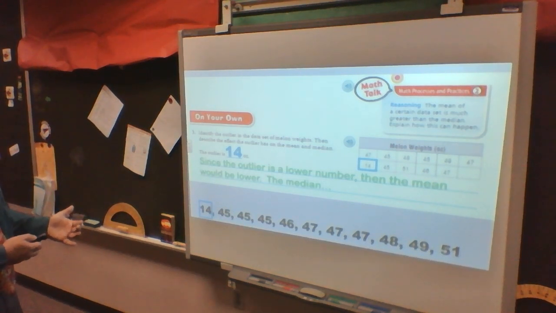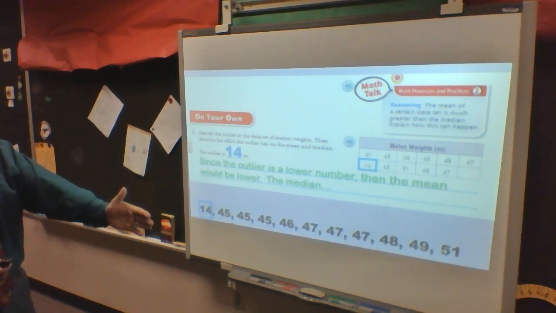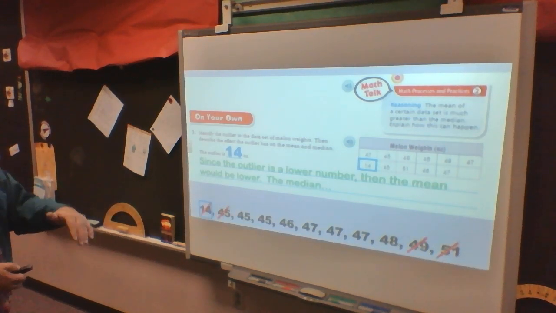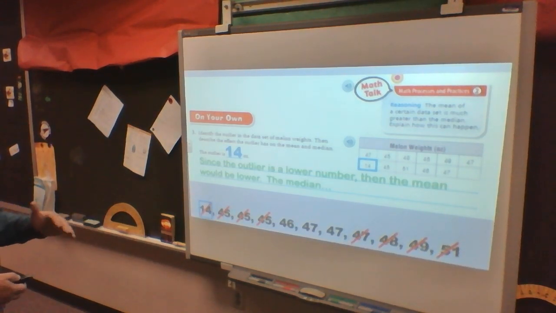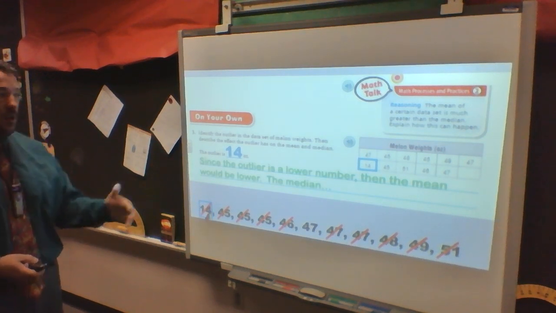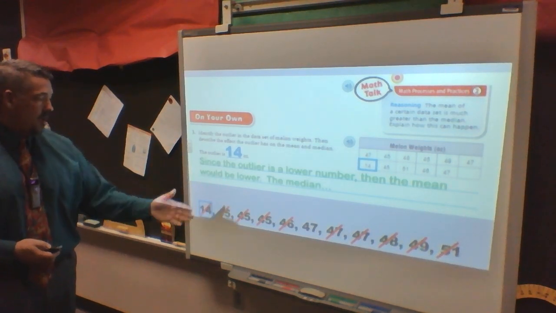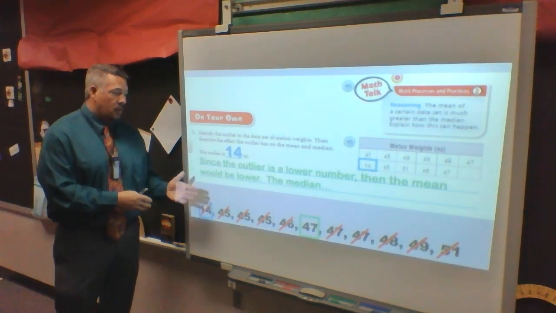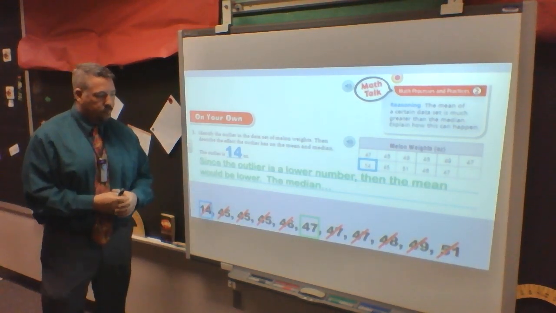When I look at the actual median then, and I identify all of the pieces of information I have, it's a bigger group, but I can go back and forth until I get to the middle number because there was an odd number of pieces of data. So I see that 47 is my median of my original group.